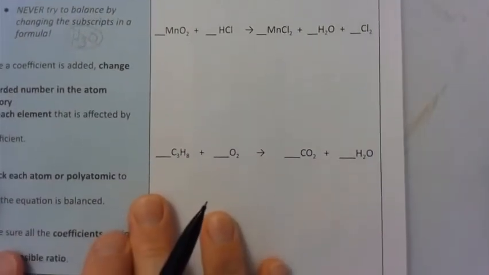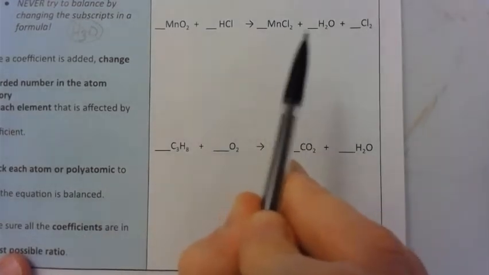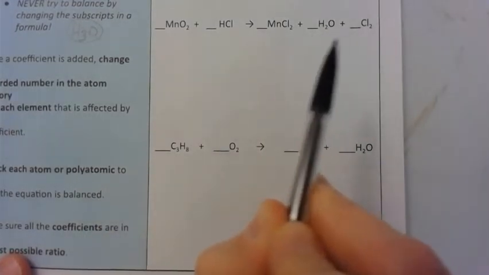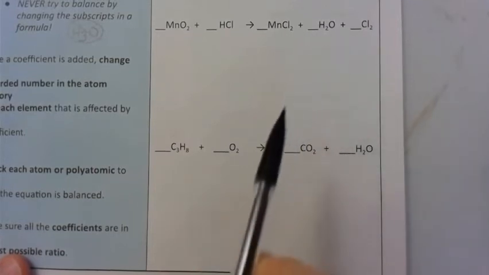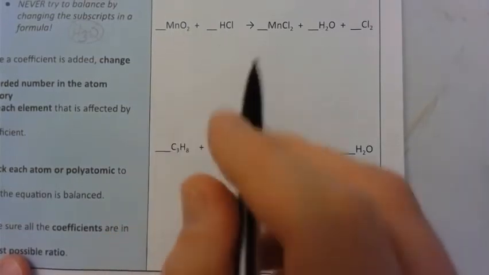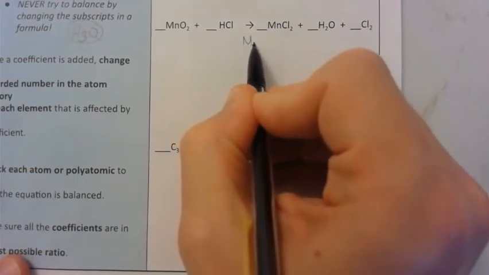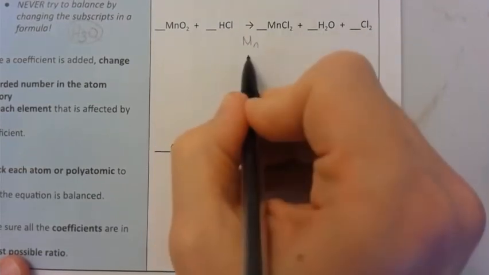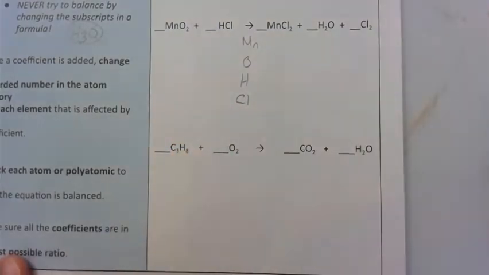Next example, we see we've got 3 products, and we've got some chlorines in multiple spots, so we have to look and take into account the fact that the chlorine numbers are present in 2 areas. And we've got 2 reactants on the reactant side. Same process as before. We're going to start by doing our inventory. So we've got manganese atoms, oxygen atoms, hydrogen atoms, and chlorine atoms.